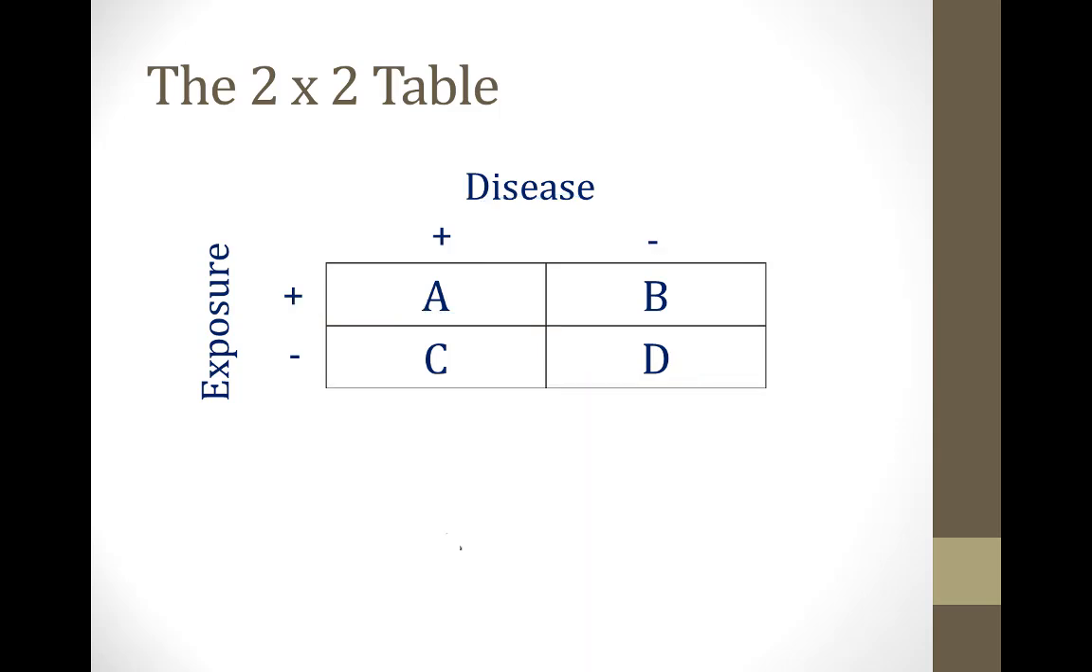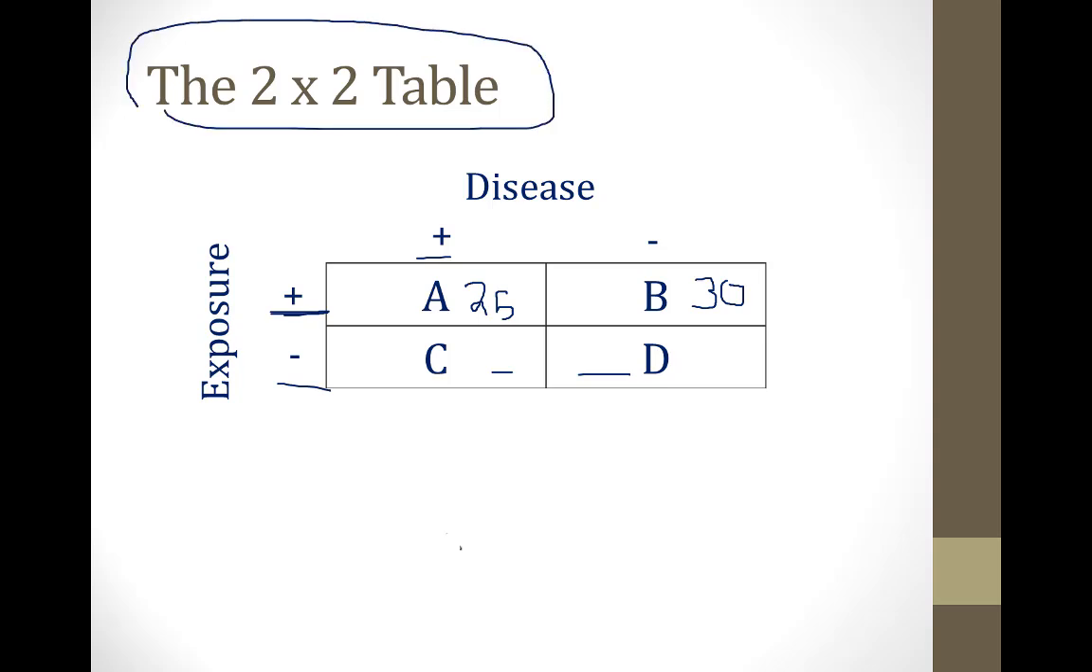Let's suppose we studied 100 patients, and 25 of them were exposed, so they'd be in the top row, and also had disease. Then we'd write the number 25 here. And let's suppose we had another 30 patients who were exposed but did not have disease, then we'd write the number 30 right here. And you would do that for patients who are not exposed in the bottom two quadrants of the table. And this is how you create a 2 by 2 table, usually from a cohort or a case control study.